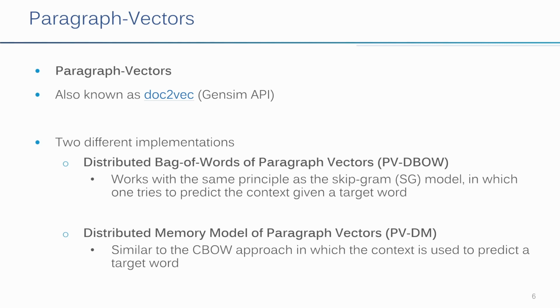Probably you know paragraph vectors by its nickname. It's called Doc2Vec. It's part of the Gensim API. Probably you know this already, but just with a different name, okay?